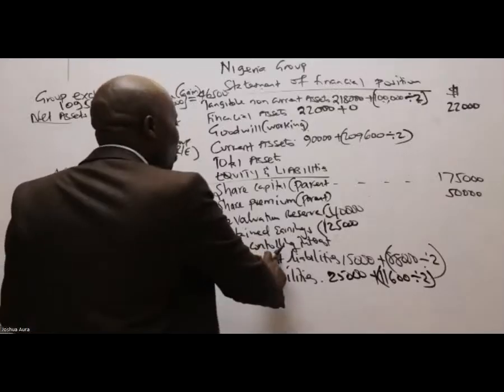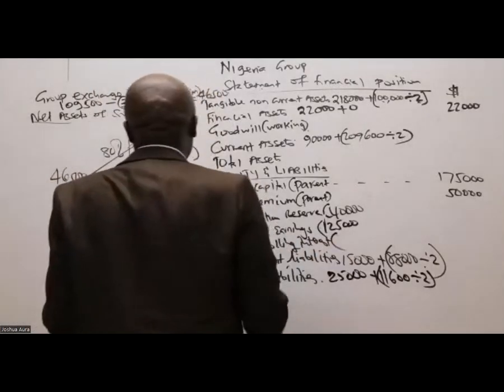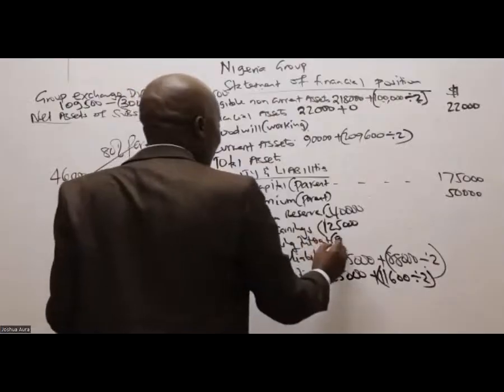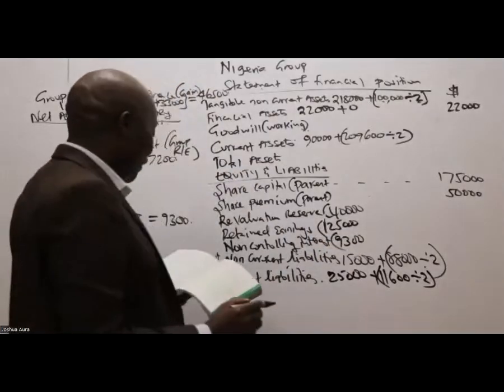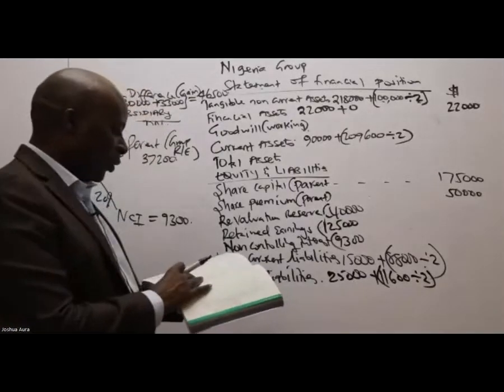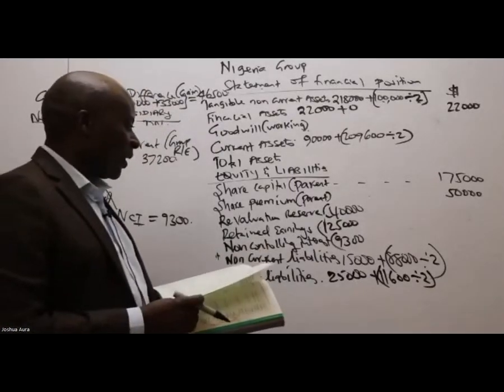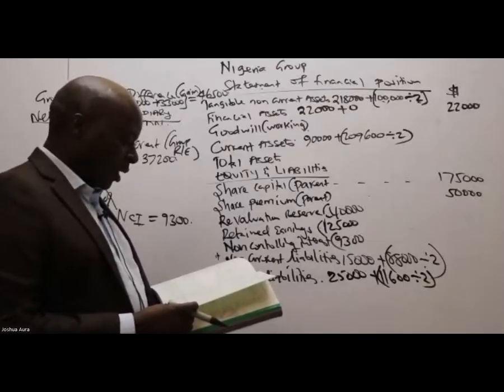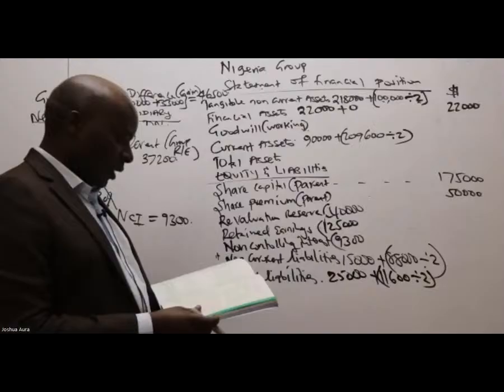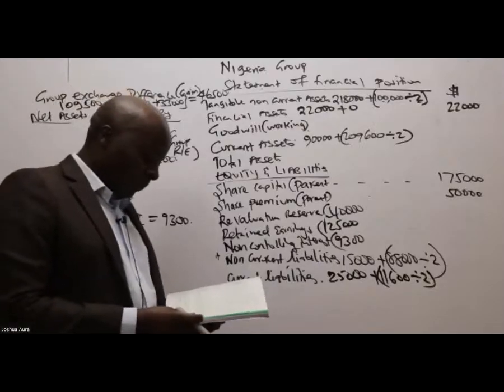So this non-controlling interest, please come and put brackets there. Already I can see they have 9,300. I can start that. That's very good. Great.